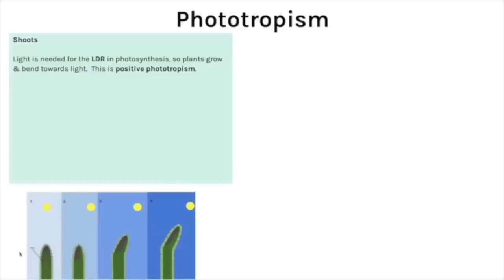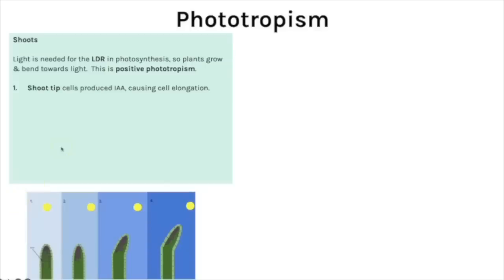to other cells. Phototropism is the term given to the tropisms where the plant is responding to light. And for shoots, the reason that it improves their survival chance if they respond to light is because light is needed for the light-dependent reactions in photosynthesis. So plants' shoots will grow and bend towards the light source, and this is positive phototropism.